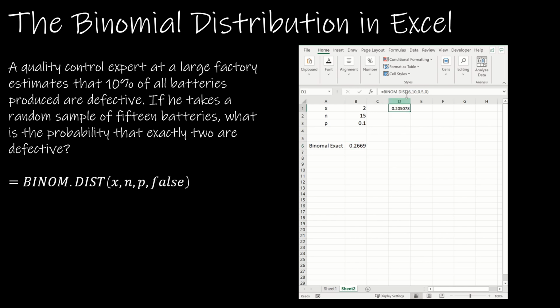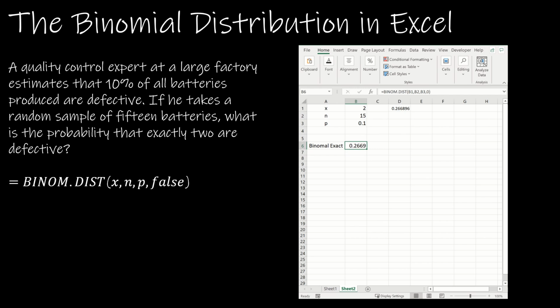Now again, could I have done it this way? Of course. What's the number of successes? 2, exactly 2. The number of trials, 15 batteries. The probability of success is 0.1. Cumulative is 0. And again, I get the same result, but this way is easier because I get to keep reusing the same solution space.